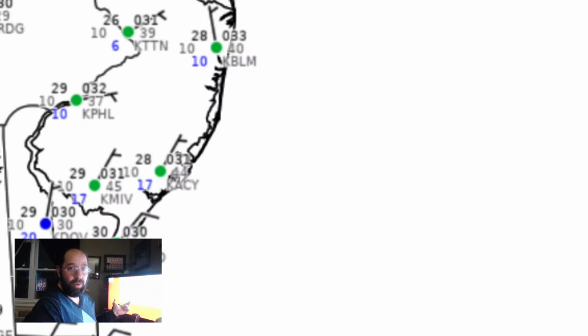And so I bring you our surface observations. The first thing I've noticed in the model guidance is that the boundary layer is getting colder.